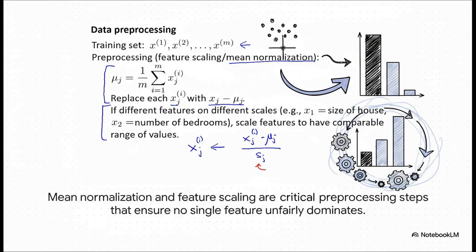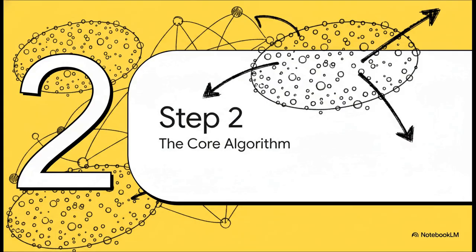Simple enough? Second, what if your features are on totally different scales? You know, like house size in square feet versus the number of bedrooms? One number is going to be way bigger. So you use feature scaling to bring them all into a comparable range. This is super important because it stops one feature from totally dominating the whole analysis just because its numbers are bigger.